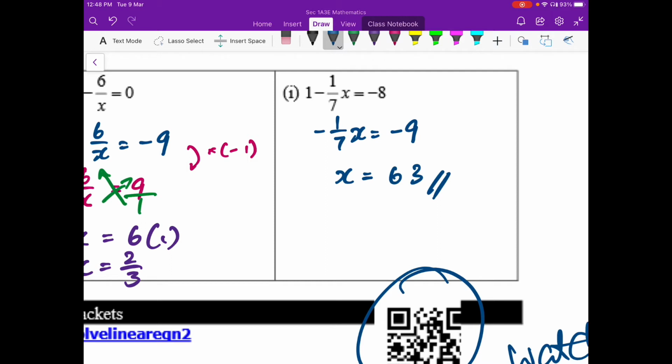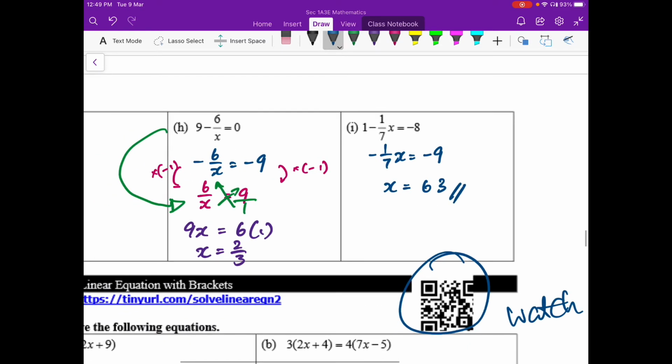Finish. Whenever you finish solving an algebra question, if you have time, substitute this back into the original equation. If you type in 1 minus 1 over 7 times 63, you get negative 8, then your answer is correct. Confirmed correct. But if you get, for example, negative 9, or positive 8, then it's wrong already. Then you have to check your work.